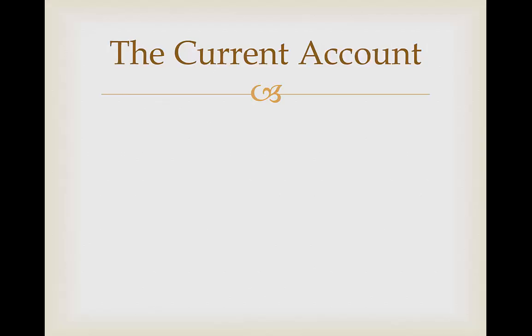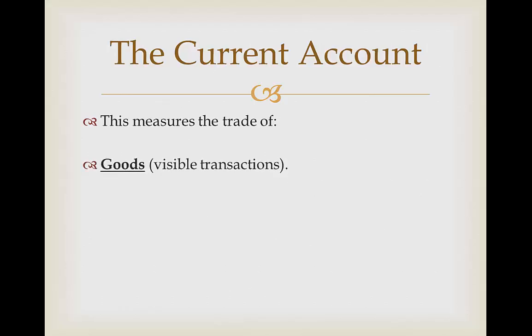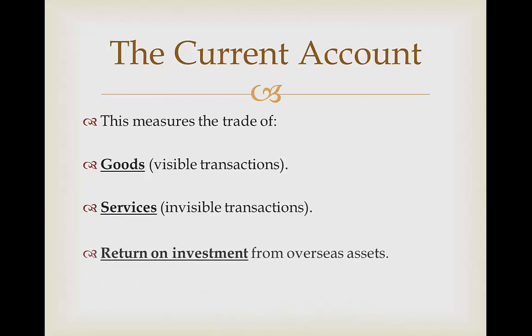So now we know about imports and exports, we're going to talk about the current account. The current account measures the inflows and outflows of economic activity in the balance of payments, and it measures the trades of goods, which are known as visible transactions, services, known as invisible transactions, and the return on investment from overseas assets. So, goods means that as we sell goods to other countries, the inflow and outflow of money that we get from that is put into the current account and measured by the current account.